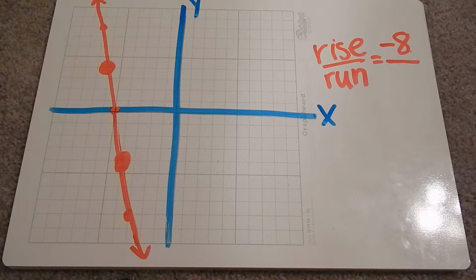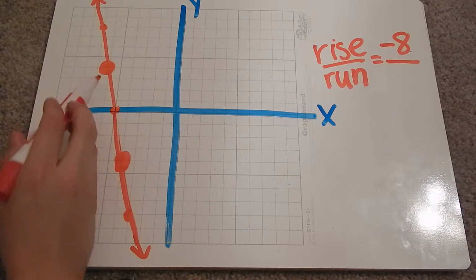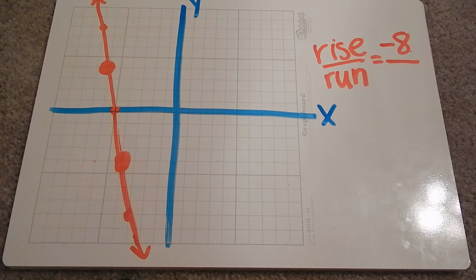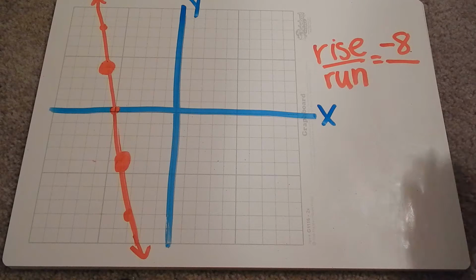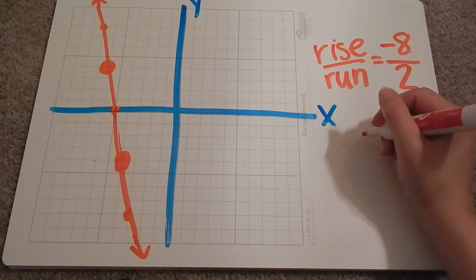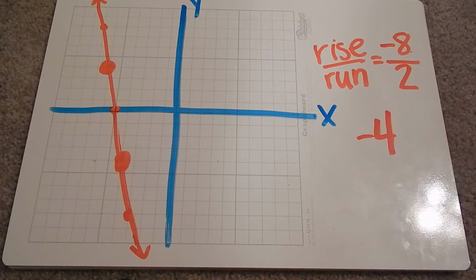Then I'm going to put my fraction bar there. When I went down 8, I am right here. Now I need to know how much to go over to get to my point. So here I need to go to the right 2 spaces. When I'm going to the right, that's positive, so it's going to be a positive 2. And then you just divide. So my slope is going to be negative 4.